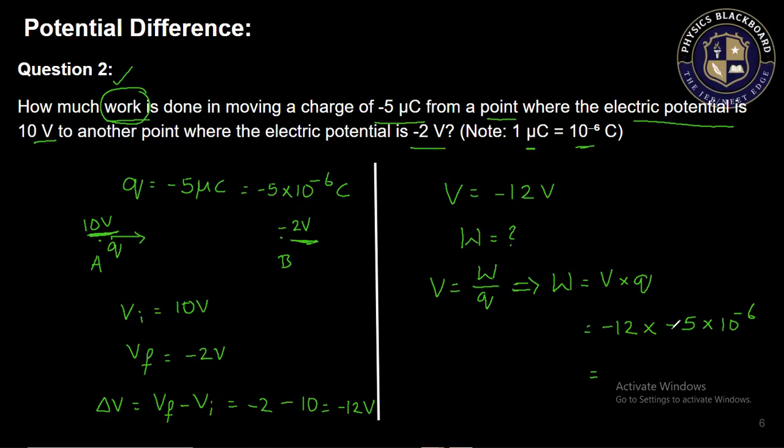So minus into minus is plus, and 12 times 5 is 60. 60 into 10 power minus 6 joules. It can also be written as 6 into 10 power minus 5 joules, right? So this is the work done to move a given charge across the conductor with two different potentials. This is the work done to move the charge: 6 into 10 power minus 5 joules. Clear?